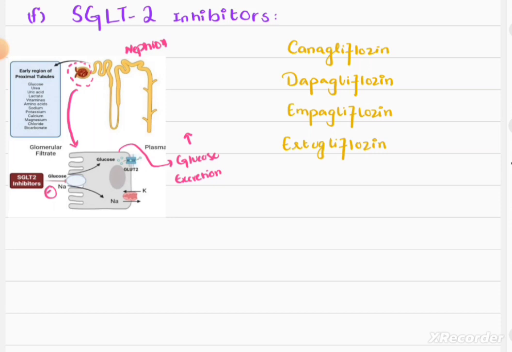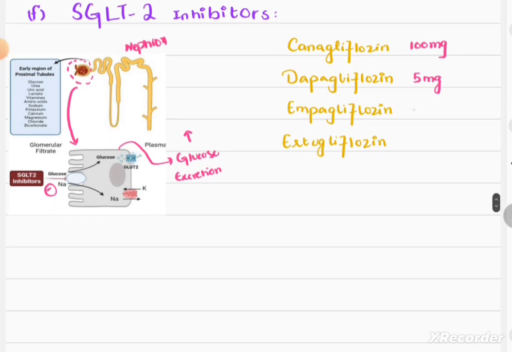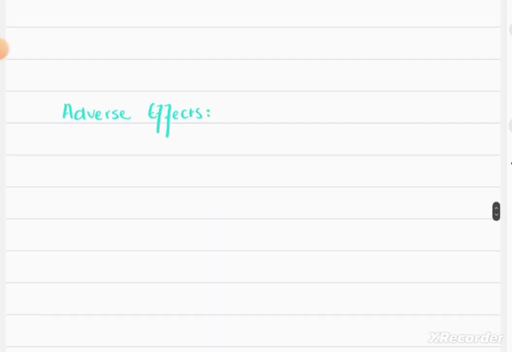Canagliflozin is given as 100 mg once daily before the first meal of the day. It can be increased up to 300 mg. Dapagliflozin is given in a dose of 5 milligrams once daily in the morning with or without food, and it can be increased up to 10 mg. Empagliflozin is given as 10 mg once daily in the morning, and it can be increased up to 25 mg. And ertugliflozin is also given in a dose of 5 mg once daily. So these are the doses in which these drugs are given. Let's move towards the adverse effects.